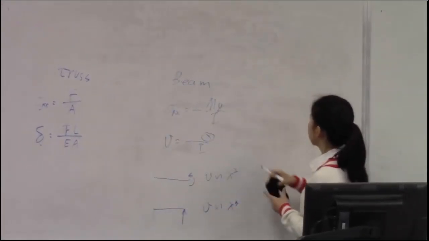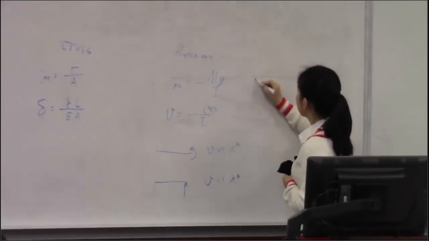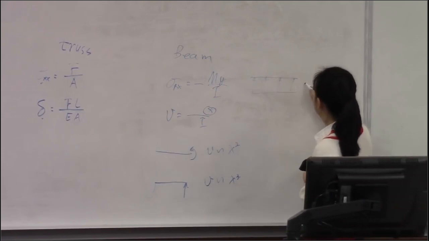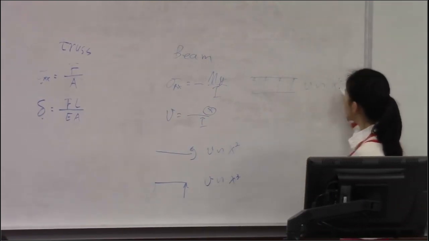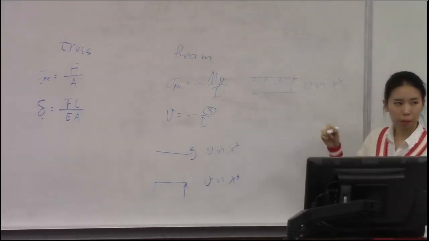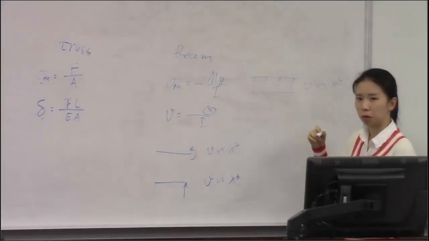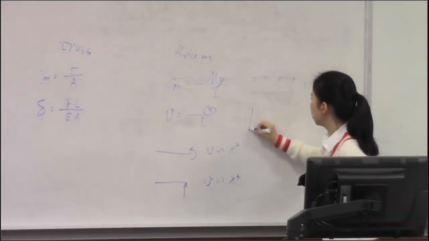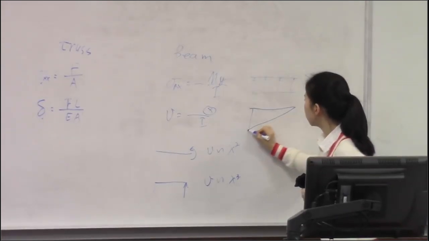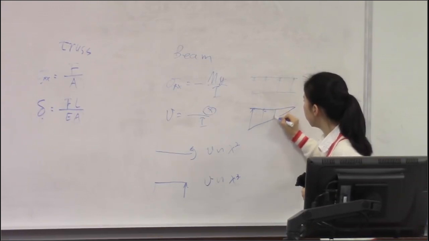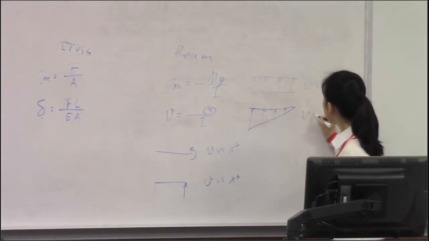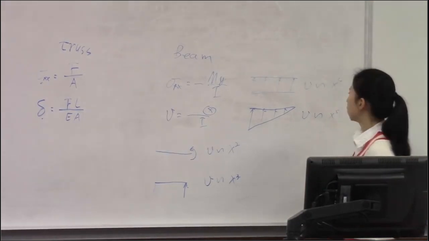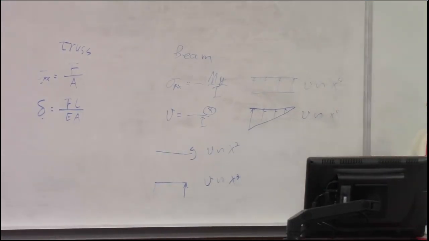And if the loading condition is a constant distributed force, this deflection should be 4th order, right? This is background knowledge from your mechanics of materials, not from FEA. It's just a review. So if this distributed force changes linearly, this deflection should be a function of x of 5th order.